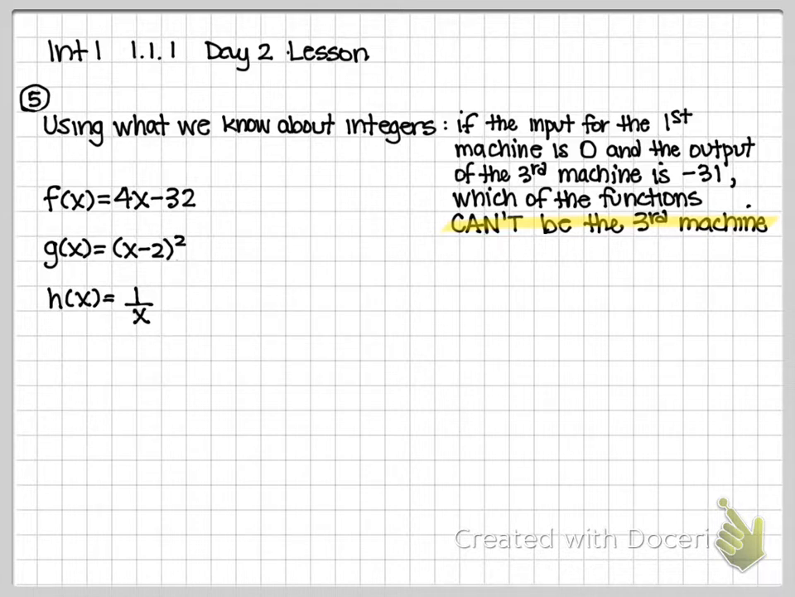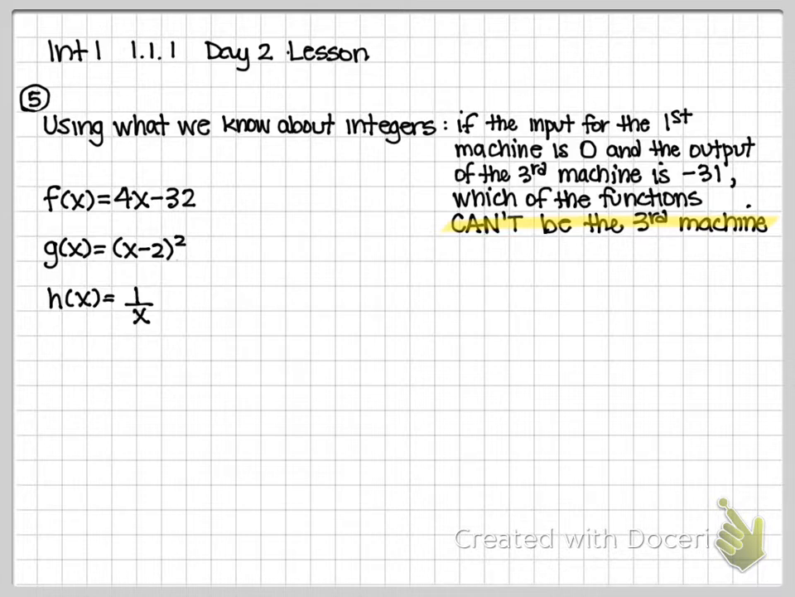So we have these 3 function machines. We've got F, G, and H. And we know for sure that we're going to stack all 3 of these up in some order, whatever it may be. What we're going to drop into the very top is 0. Then it's going to bounce through the other machines. And at the very end, it's going to spit out negative 31. Knowing that, we want to try to figure out which machine can't be last.